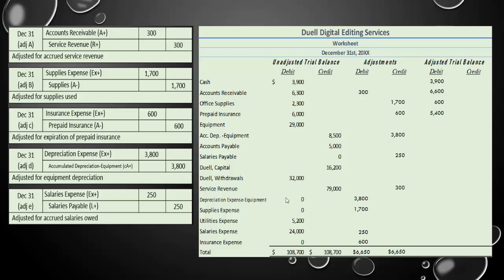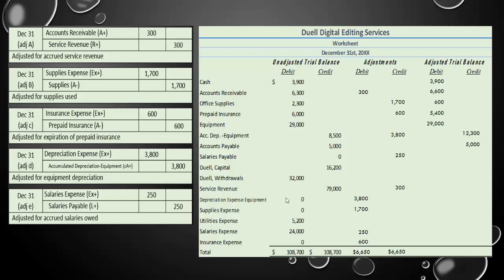Nothing happened to equipment in our adjustment, so we can just carry that on over. Accumulated depreciation of equipment had a balance of $8,500. We're going to add another $3,800 because they're both credits. Adding those two together gives us a credit balance of $12,300. Accounts payable had a credit balance of $5,000, and there's nothing that happened to it in the adjustment, so we can bring it on over. It still has a credit balance of $5,000.